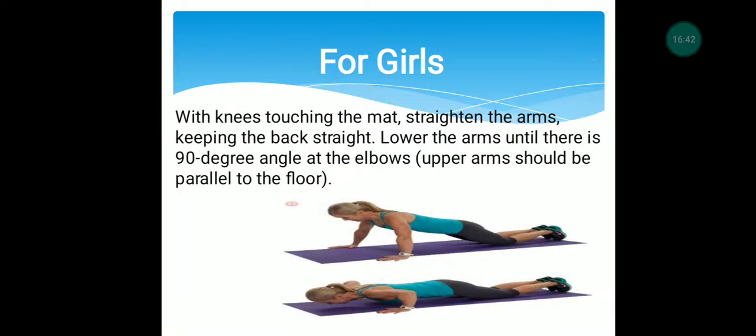And for girls, with knees touching the mat, straighten the arms, keeping the back straight. Lower the arms until there is a 90-degree angle at the elbows. The upper arm should be parallel to the floor. So, just like this woman did. So that is the 90-degree push-up for girls and for boys.